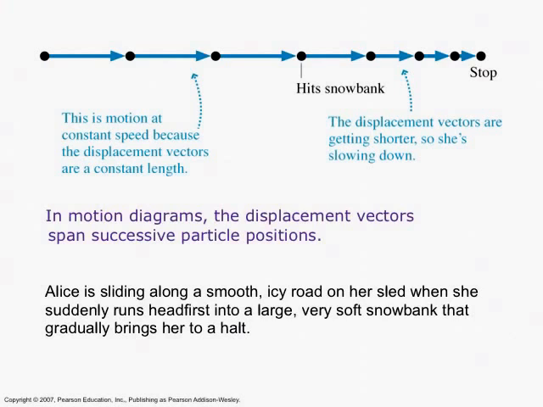The first portion of the motion diagram is at a constant speed because the displacement vectors between the particles are at a constant length. In motion diagrams, the displacement vectors span successive particle positions. The displacement vectors are shrinking after Alice hits the snowbank, representing that she's slowing down. Less displacement over time, slowing down. She at first is in uniform motion when she's going over the smooth, frictionless ice, and then she's in non-uniform motion when she's slowing down from the friction from the snowbank.